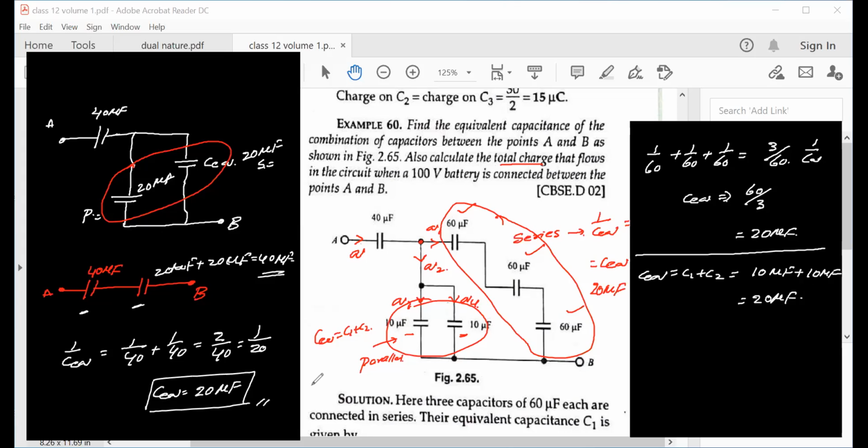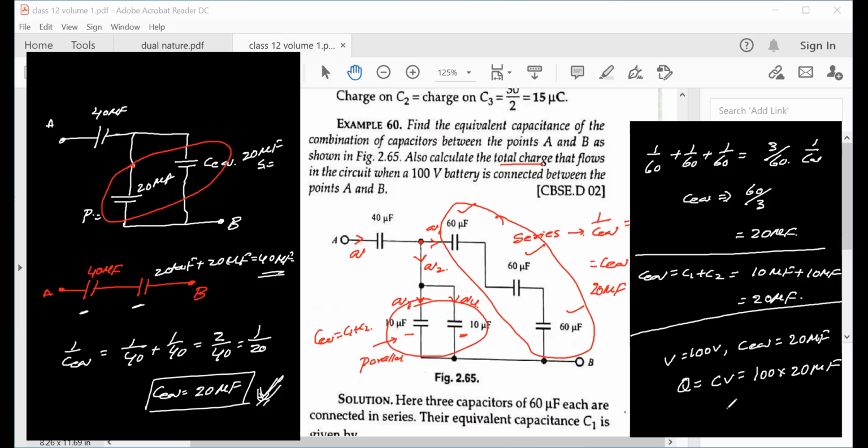Now we got the C equivalent. What we need to find is the charge passing through this circuit. Here they have given the voltage is 100 volts, V is equal to 100 volts. We know C equivalent is your total capacitance, 20 microfarad, which we got from this point. Now we are going to find the charge. Q is equal to CV, which is 100 into 20 microfarad. You can write this as 2000 microcoulomb, or I can write this as 2 millicoulomb. Milli is 10 power minus 3. This is your charge. You have to solve like this.